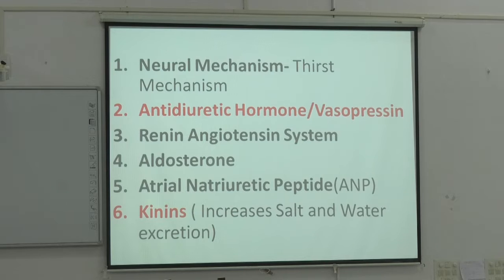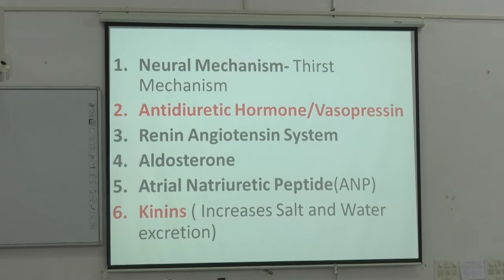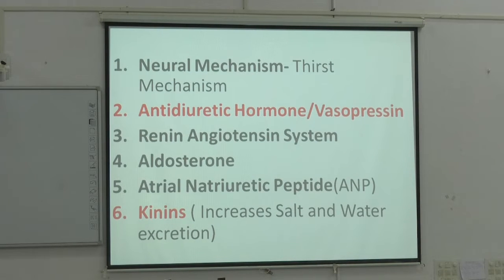Now, the first one is the neural mechanism, the thirst mechanism. What is the meaning of that? That is the thirst center which is present in the hypothalamus of the brain. When a person feels dryness, when a person feels thirst, then they take water. It is ultimately when we feel a deficit of water inside the body, that it is maintained by the hypothalamus thirst center.